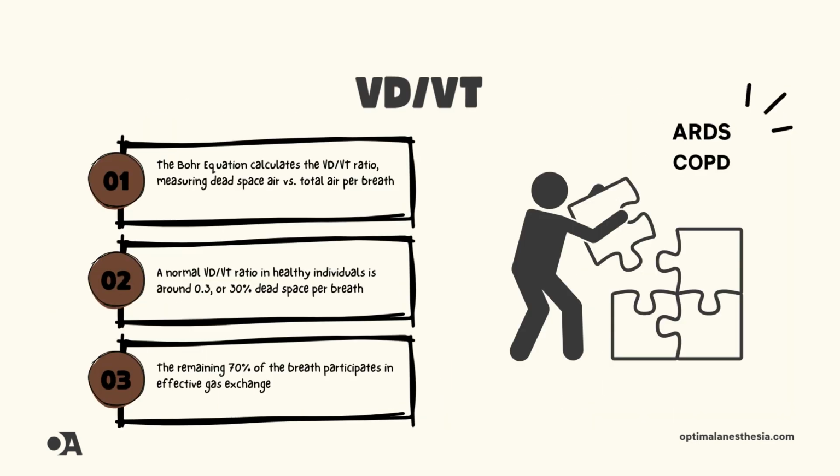So how do all these puzzle pieces fit together? The Bohr equation helps us calculate the VD/VT ratio, or the ratio of dead space air to total air in each breath. A normal ratio is about 0.3 in healthy people, meaning 30% of each breath is dead space, and the rest is participating in gas exchange.